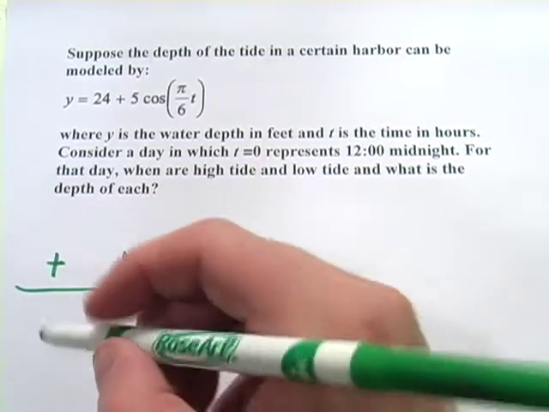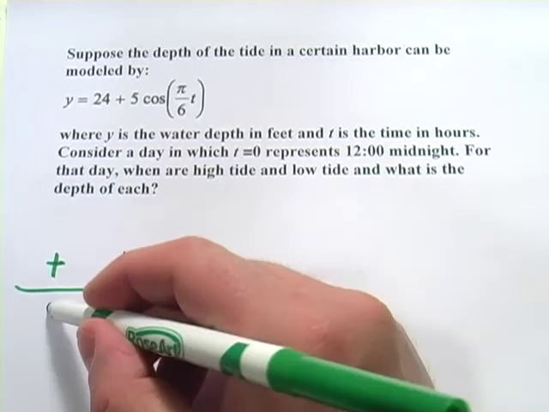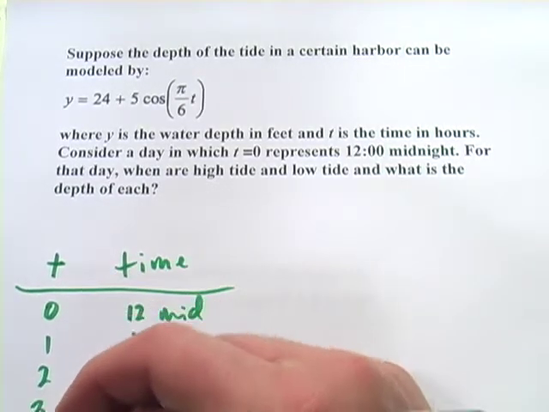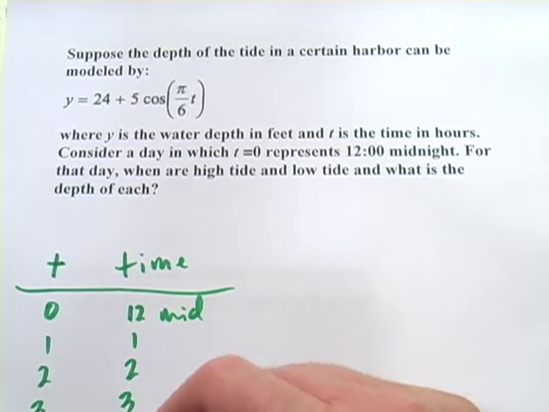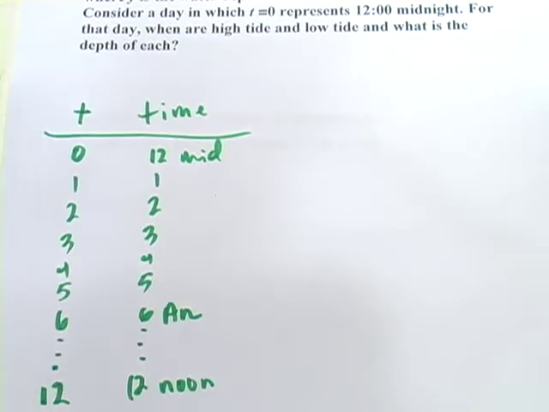When we start at midnight, so that's 12 midnight, t is 0. So at 1 o'clock in the morning, t is 1. I'm going to go up to 6 here. This is 6 a.m. So when t is 6, it's 6 a.m. I'm going to leave a little space there, and we'll go to, let's say, 12 noon. T would be 12 at 12 noon. And that's enough for now. We're going to test some of these values here.